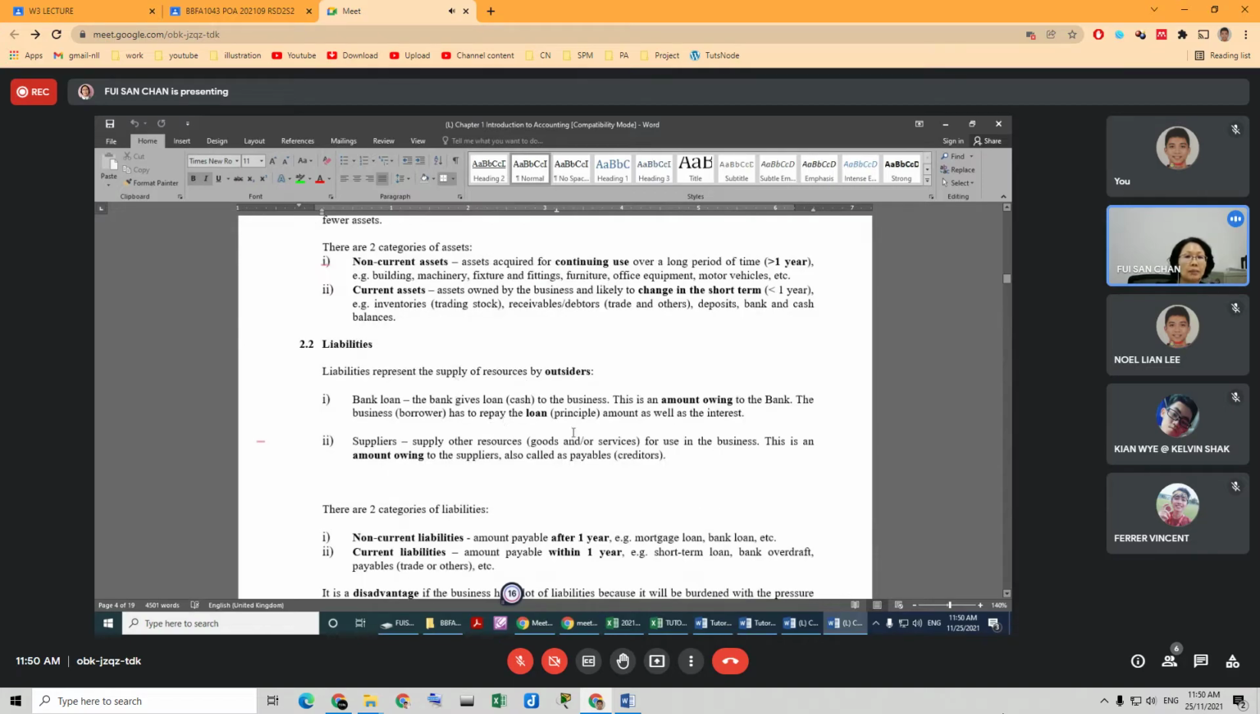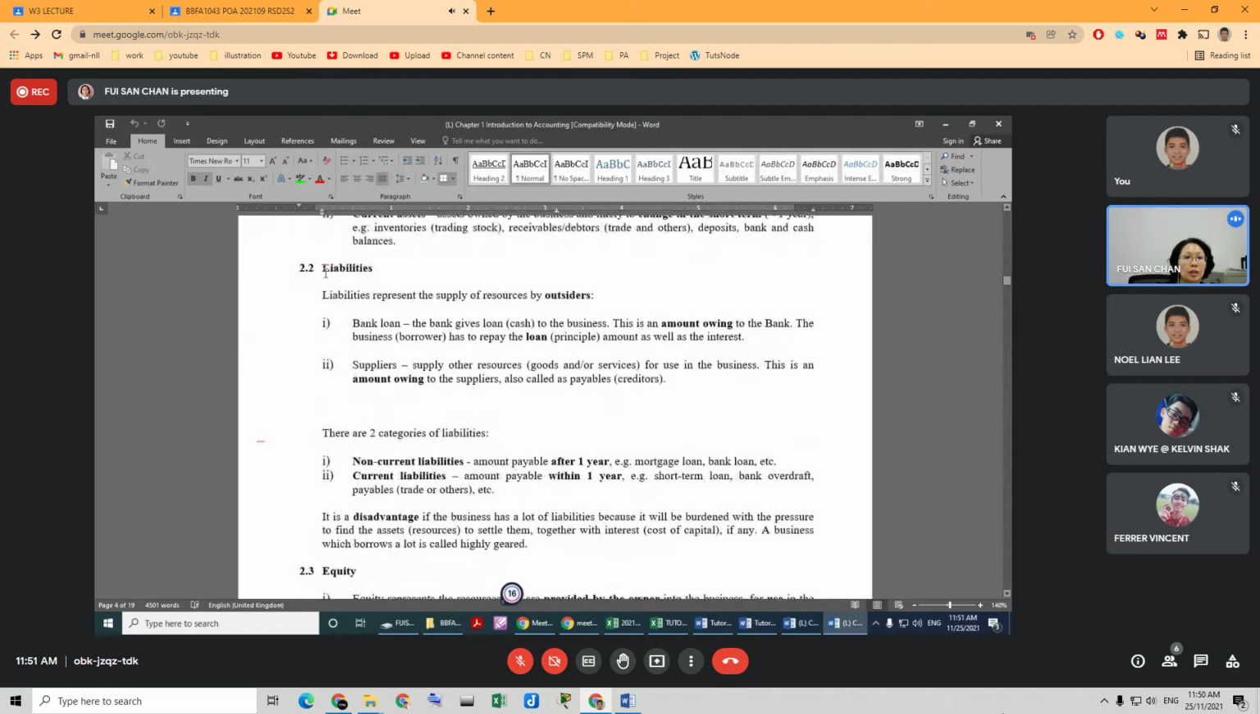Okay, liability is also the same. One is non-current liability, one is current liability. Current liability is what we actually owe to a third party. Non-current liability is more than 1 year, like you borrow a loan, the loan is 5 years, 10 years, 15 years. This is under non-current liability. Current liability is within 1 year, like your trade payable. Like we are going to pay our supplier within 3 months, for example. This is within 1 year, so it's called current liability. Like bank overdraft, meaning you are going to settle within 1 year, right?